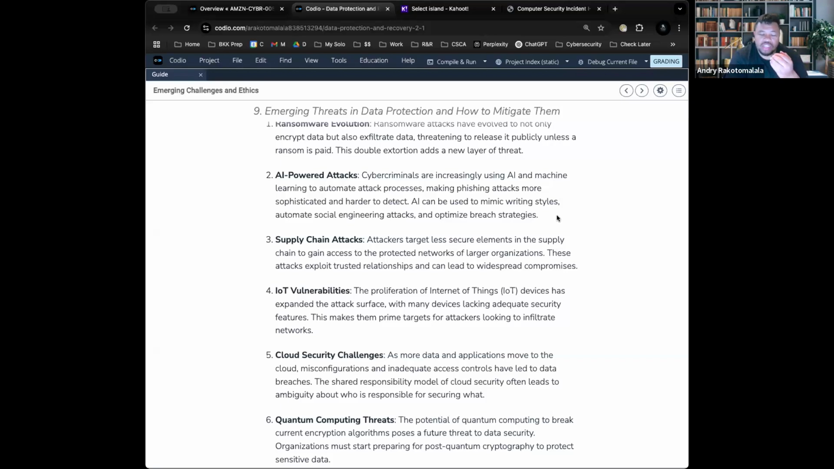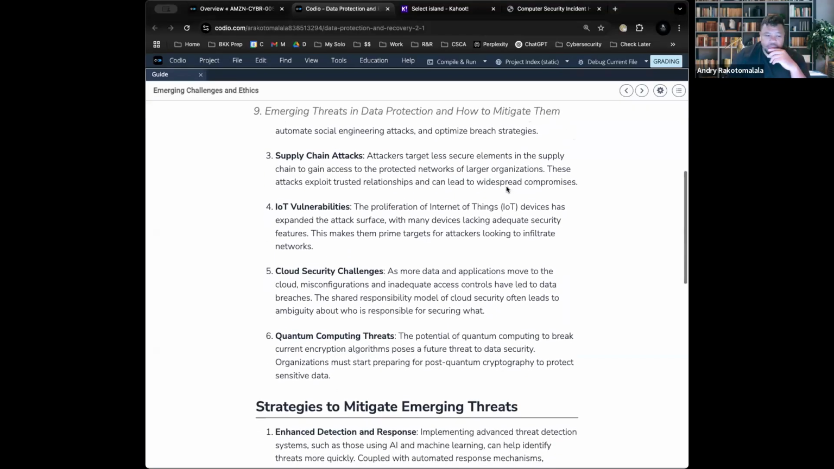You can essentially use AI to mimic writing. A very common one that's happening right now is using deepfakes and AI to copy someone's likeness and copy their voice, writing style, any sort of mimicking in order to do a social engineering attack. So that is still a common one.